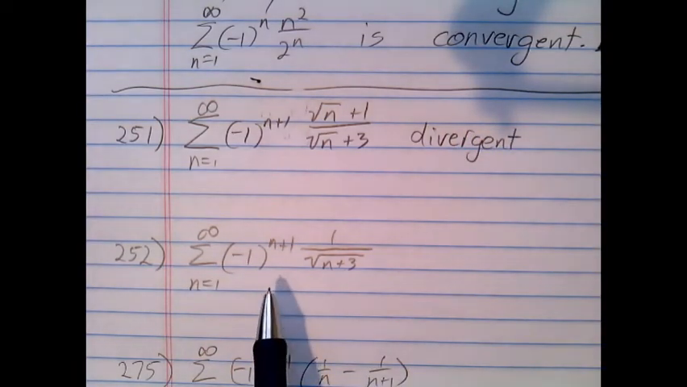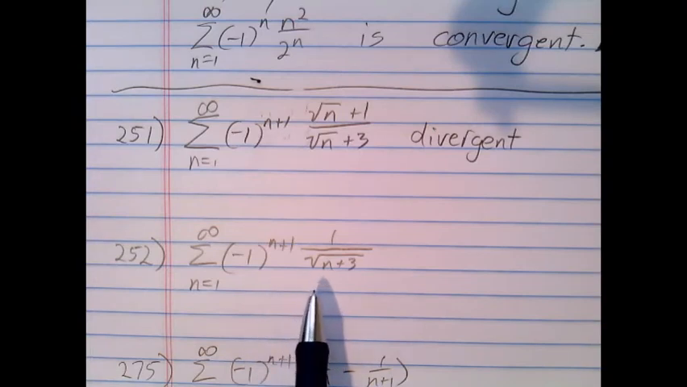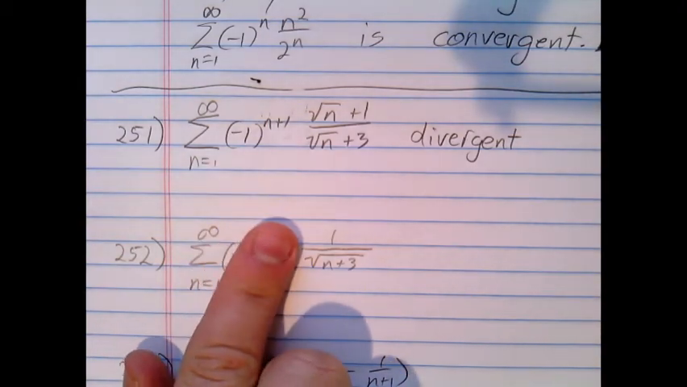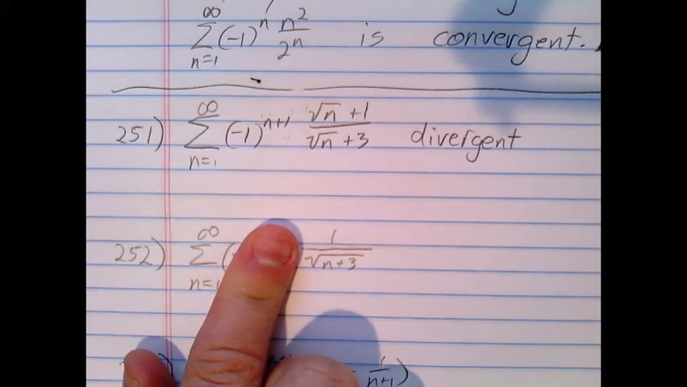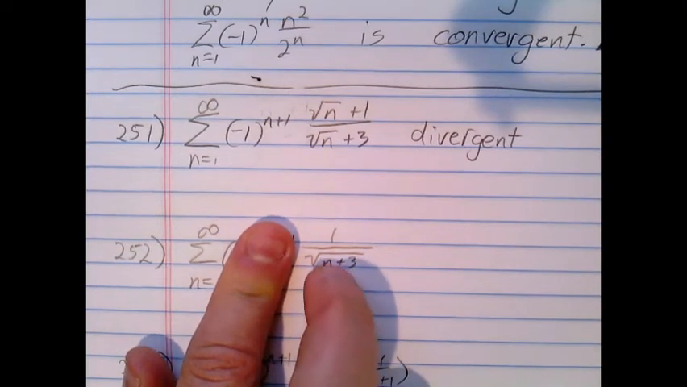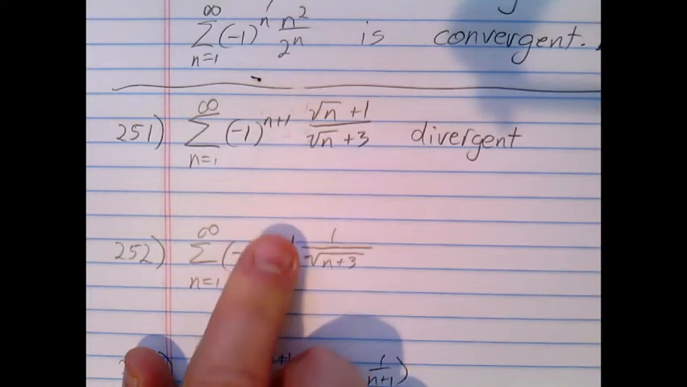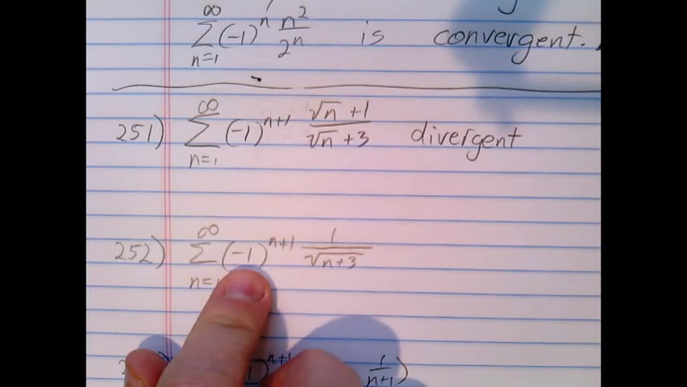Now, let's look at 252. It's an alternating series. So again, let's focus on the rest of the nth term. I have 1 over the square root of n plus 3. That is similar to a p-series with a p-value of 1/2. If I did a limit comparison test, I would conclude that this is a divergent p-series. So it's not going to be convergent if it's not alternating, but it is alternating.